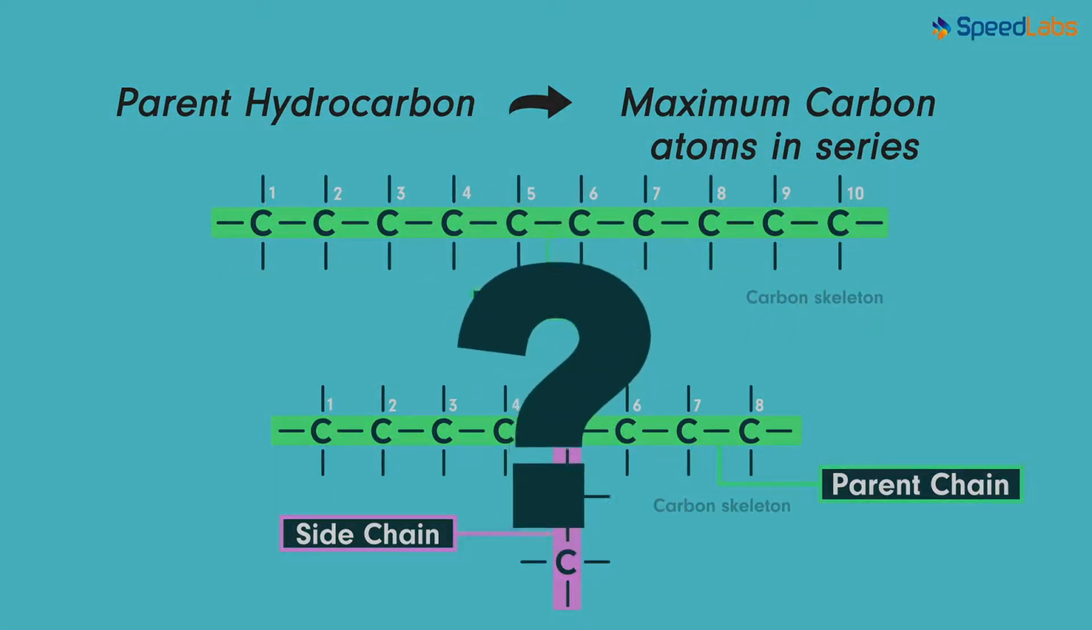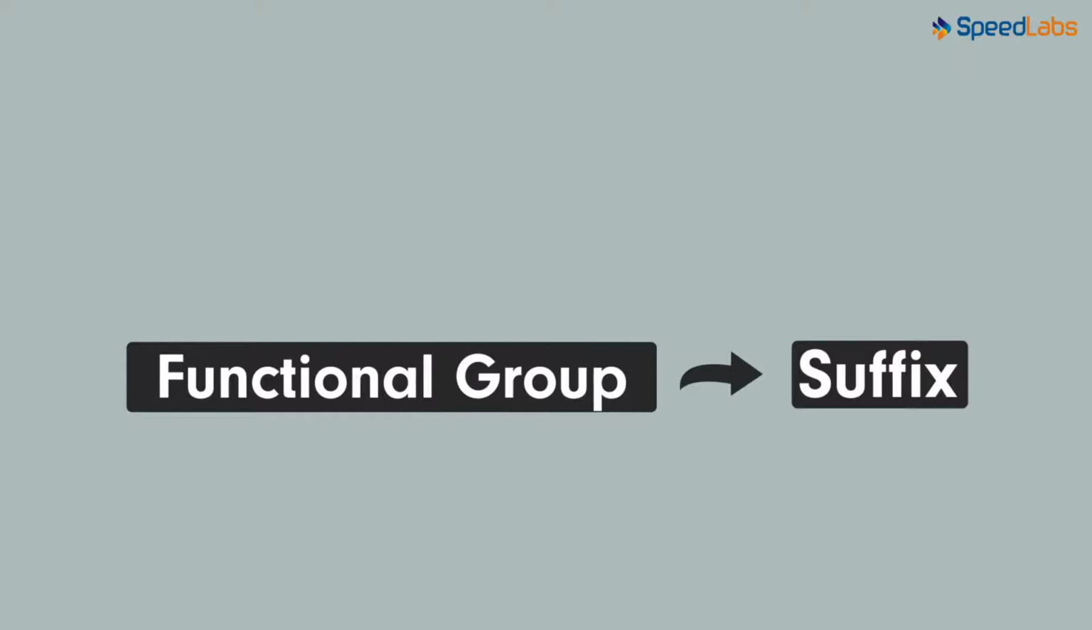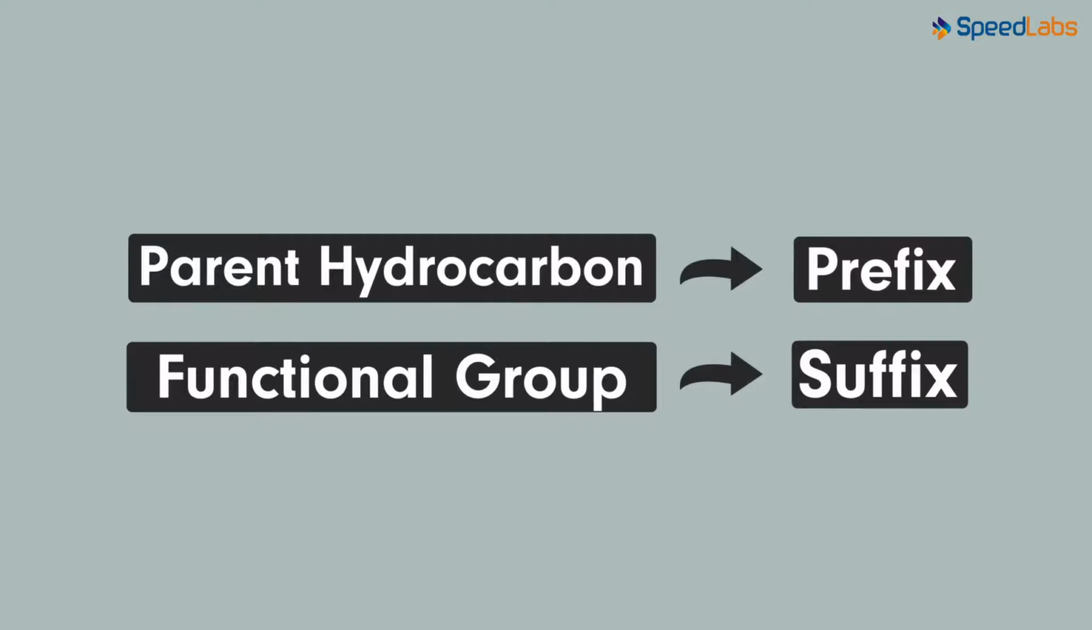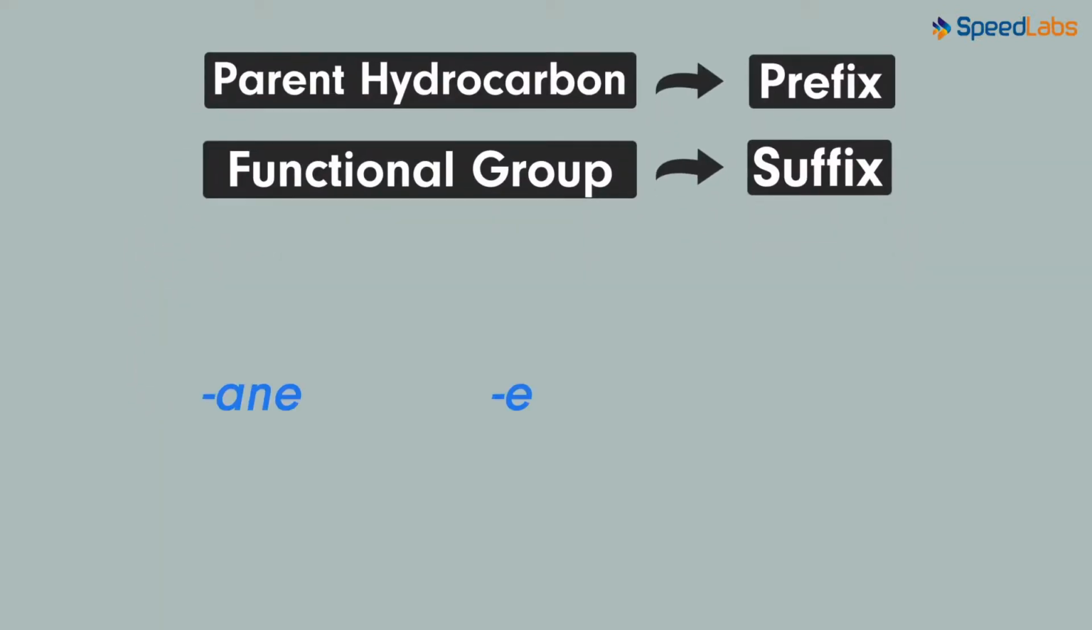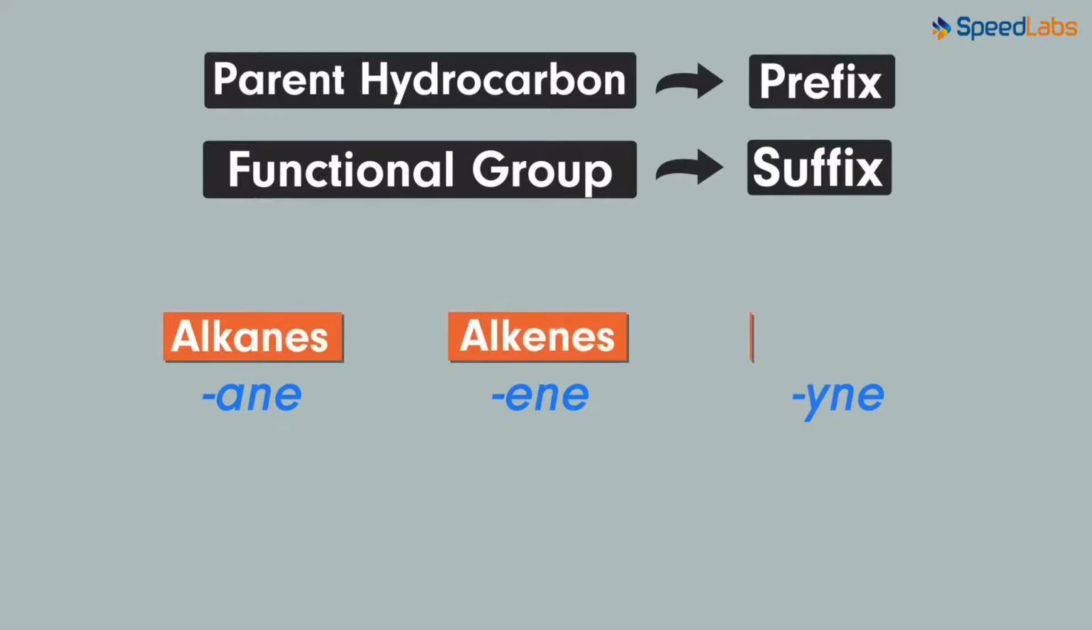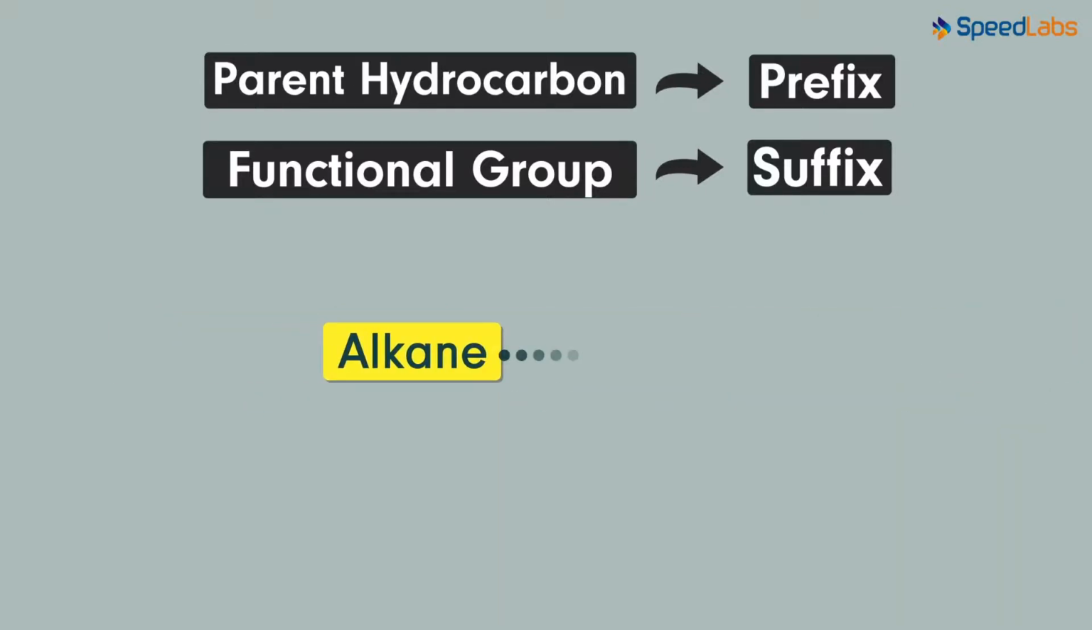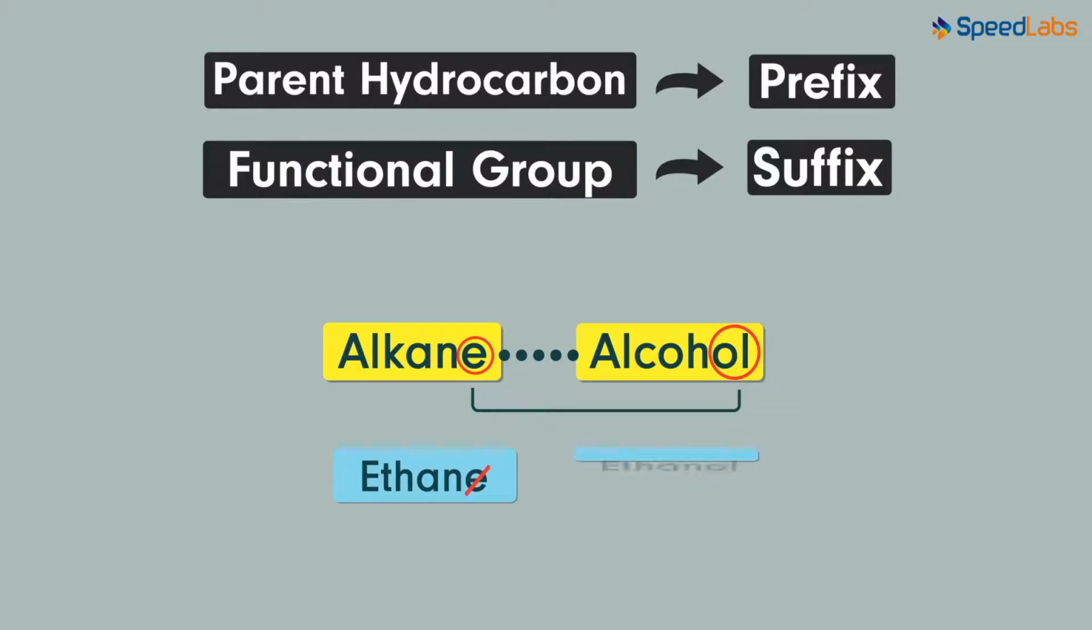Now what should we do next? After the prefix, it's time for us to look for the suffix. Here, the suffix is decided by the functional group attached to the parent chain. Yes, the parent hydrocarbon decides the prefix and the functional group decides the suffix. Just like we had ane, ene and yne for alkanes, alkenes and alkynes, the endings of the functional group are added accordingly. So if we have an alkane and the functional group attached is alcohol, then we replace the E with the OL in its name. The alkane ethane will become ethanol.